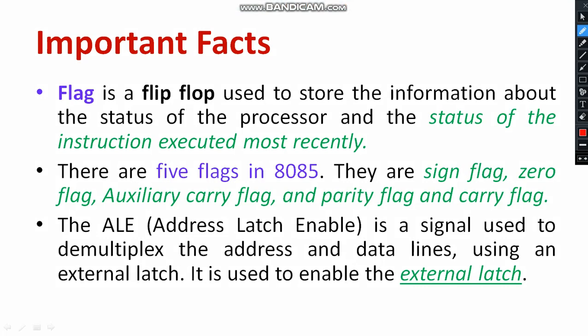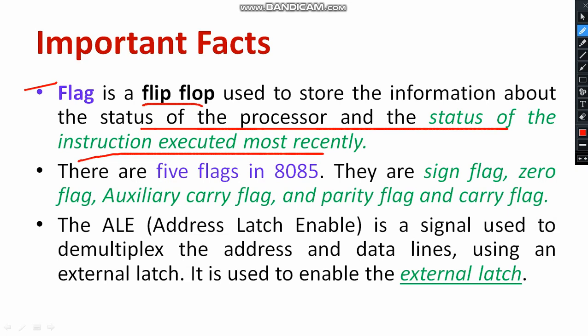Now, what do we mean by flag register? Actually, the status of the arithmetic and logical unit in the last operation is available in the flag register. That's the purpose of the flag register. And here I have written the importance of flag. A flag is basically a flip-flop. It's basically 1-bit data used to store information about the status of the processor and the status of the instruction executed most recently. That is why we use the flag register in the 8085 microprocessor.